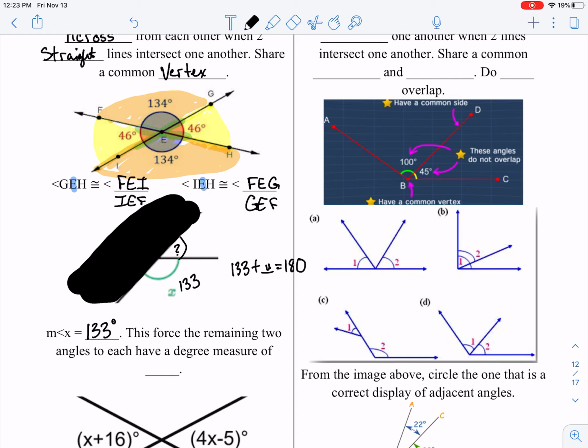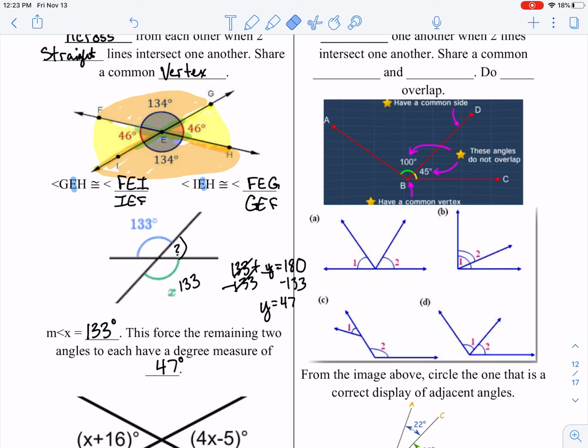And then you just solve for the missing angle. I would call it Y. So minus 133 to both sides. You get Y is equal to 47. Now if I erase this and this, and say I found this was 47, right? It's a vertical angle to the other angle. Now remember, vertical angles have the same size and angle measure.